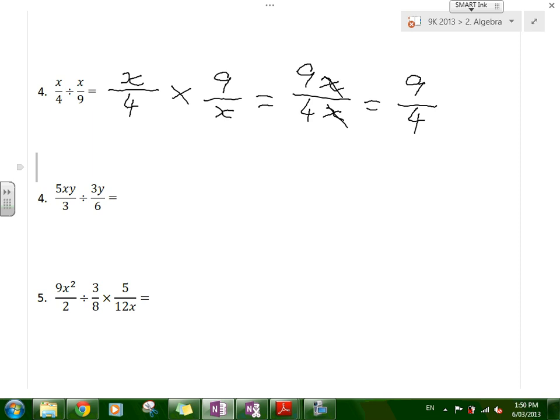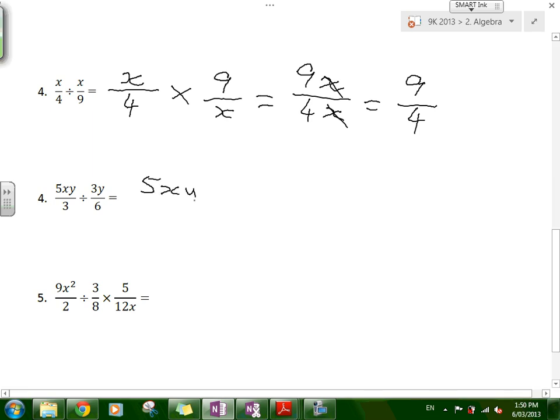Now, what do I have to do? What's my first step that I have to do here? Yeah, so it's 5xy over 3. And then the second one becomes 6 over 3y. We change it to times.